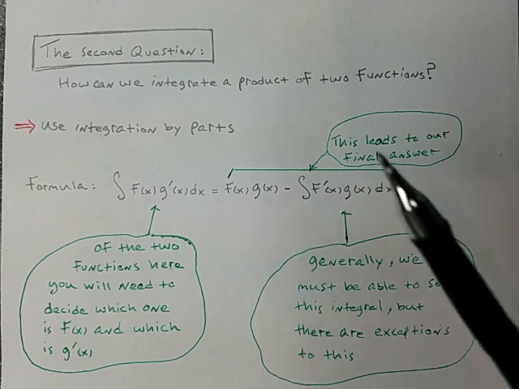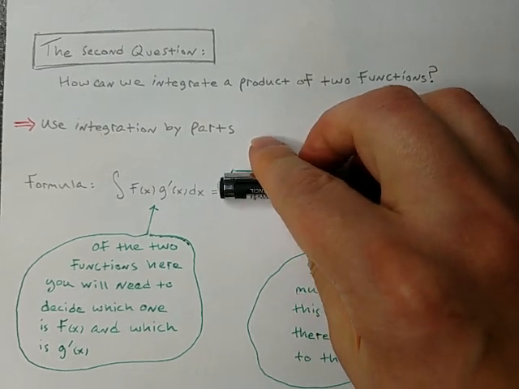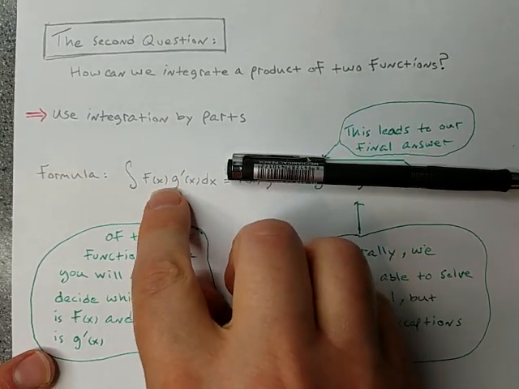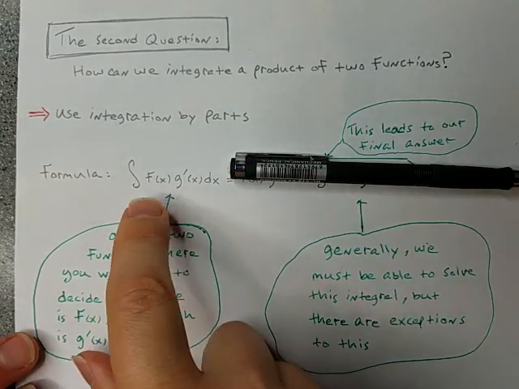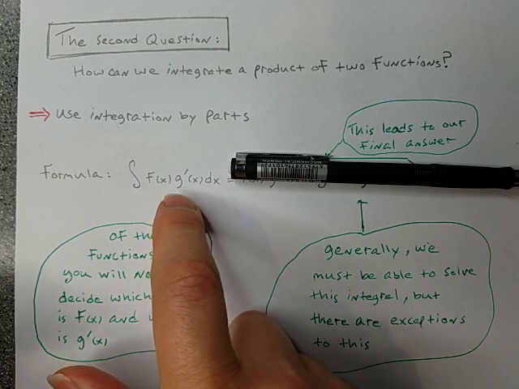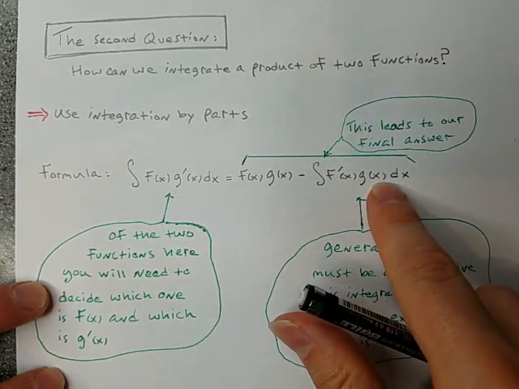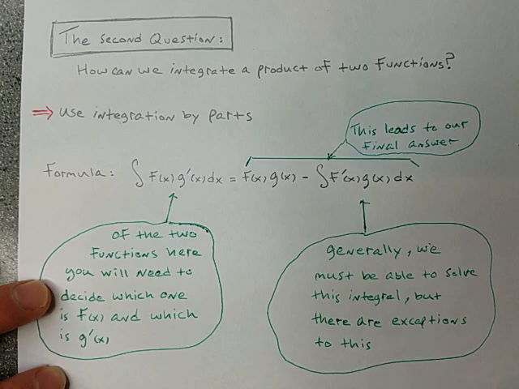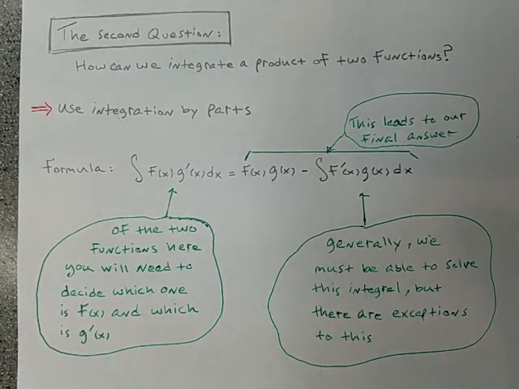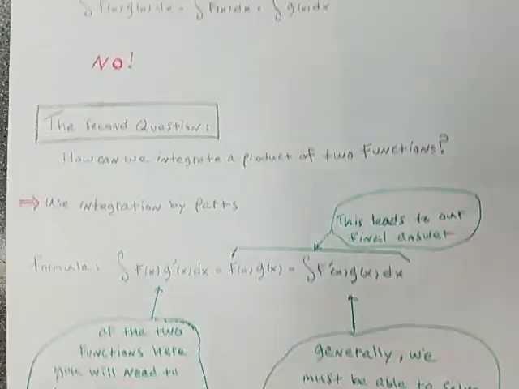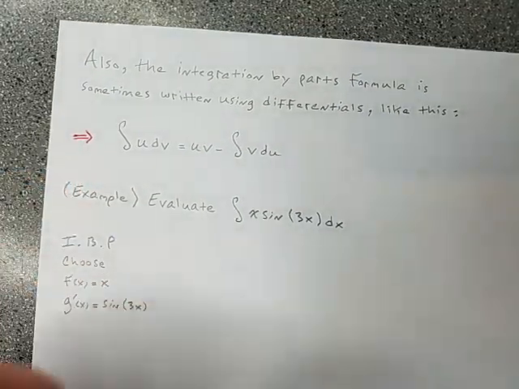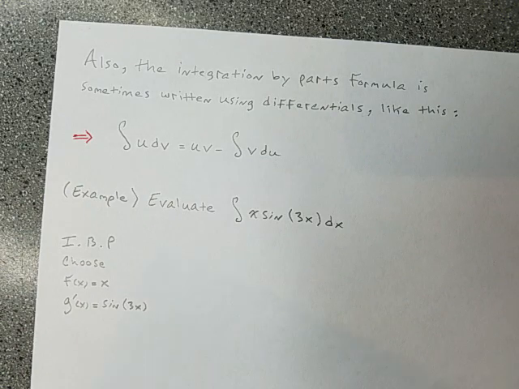So there's your integration by parts formula. We start with something like this. There's a product right there. We make a decision about which of the functions is f and which is g prime, and then we carry on and evaluate that to our answer. Now I can only explain it so much just by showing that formula. I have to give you an example, and here's the example I wanted to do: x times sine of 3x.